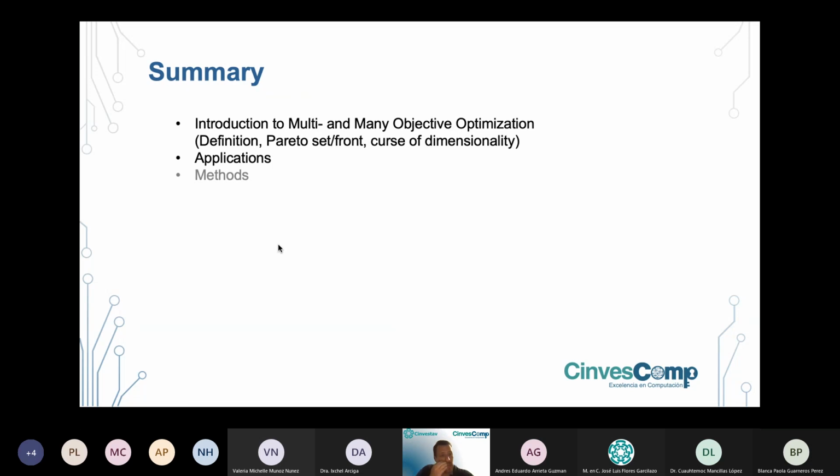This is the summary. So I introduced, very roughly, multi and many objective optimization. I gave the definition, you know what the Pareto set and the Pareto front are. You know that this is of a certain dimension. You know that this comes with a curse of dimensionality, so you know why, for multi and many objective optimization, it makes sense to have different terms for them.